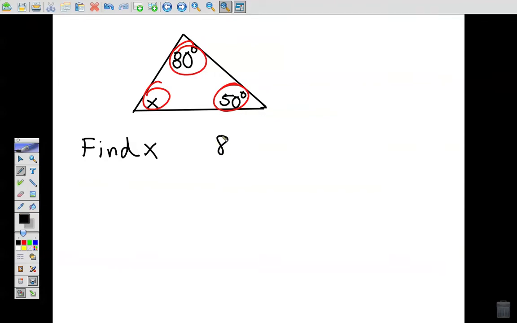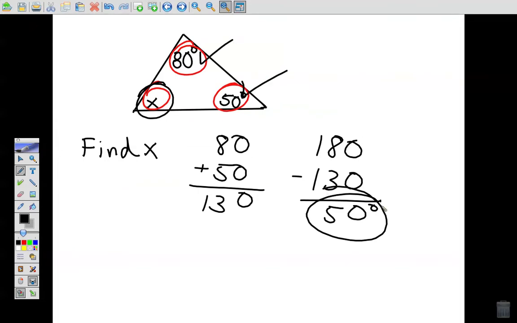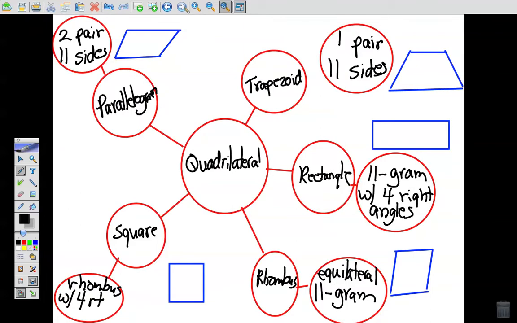So if I add 80 and 50 up, that's 130. Now how can I figure out the missing angle? Well, take 180 minus the 130. And what's left over is the measure of that missing angle. Now check it. These are really easy to check. 80 plus 50 plus 50 add up to 180. Remember, the three angles in a triangle have to add up to 180 exactly. Nothing less, nothing more.